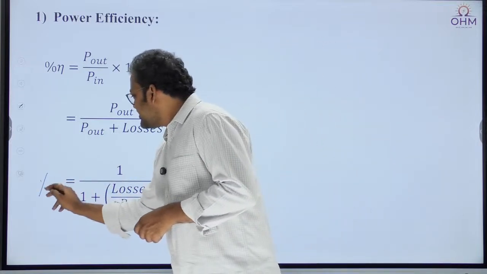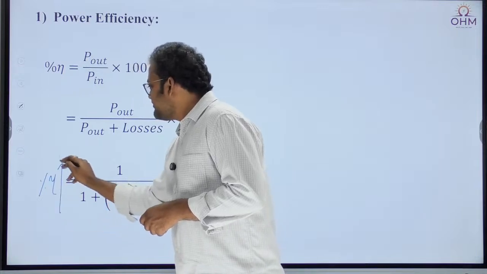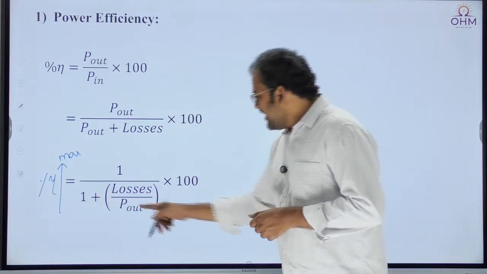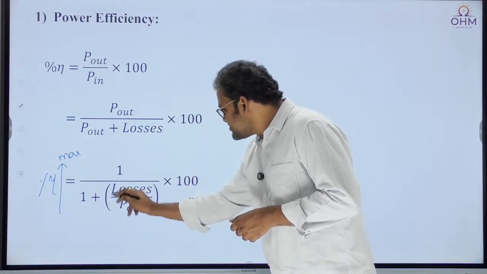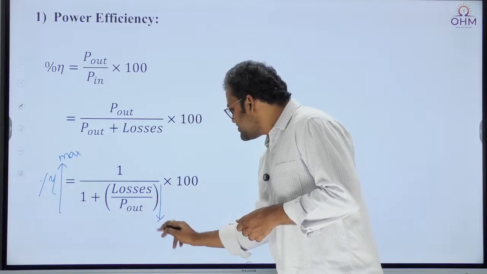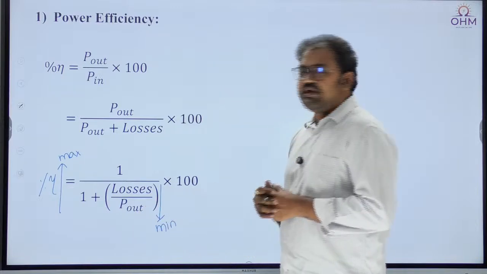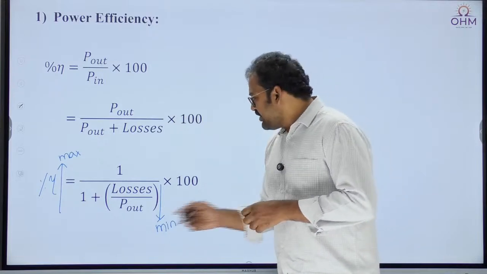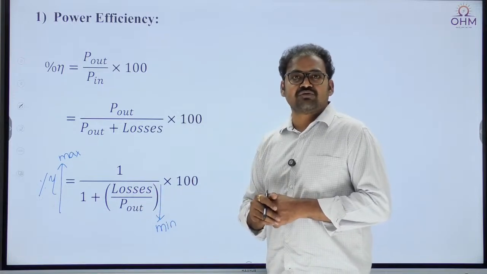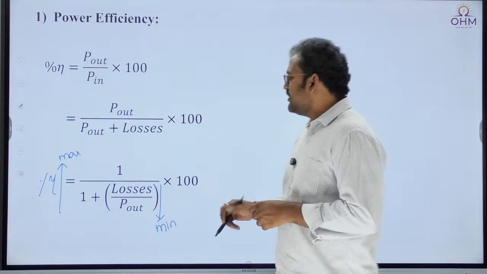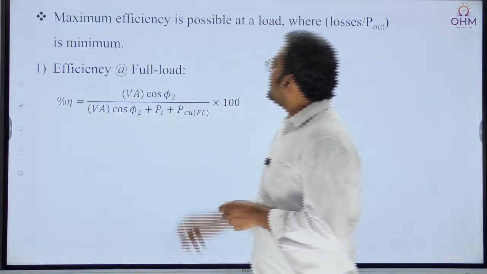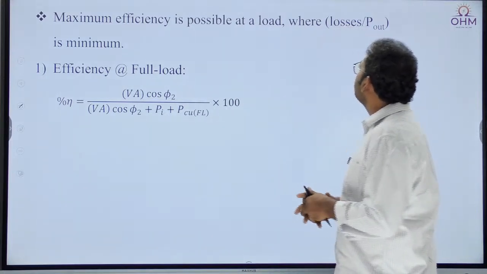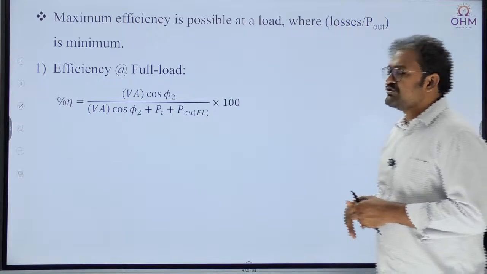So according to this equation, if I want maximum efficiency from a transformer, can I say this denominator must be minimum? I can say this denominator is minimum only when this ratio is minimum. What is this ratio? Losses to output power ratio. So a given transformer will offer maximum efficiency when losses to output power ratio is minimum. That is the point I wrote here very clearly: maximum efficiency is possible at a load where losses to output power ratio is minimum.